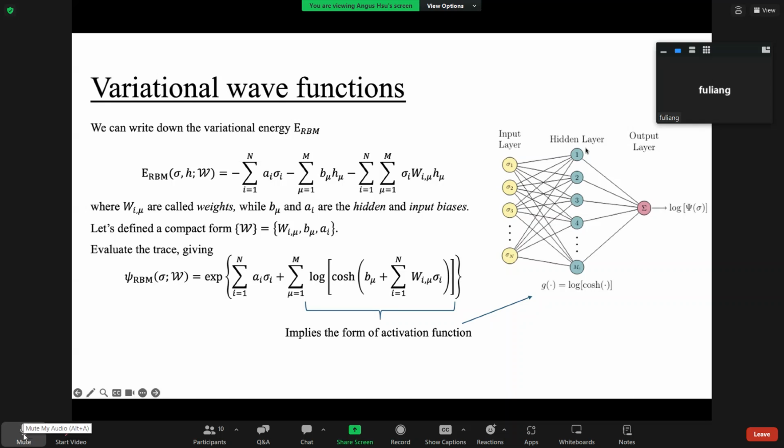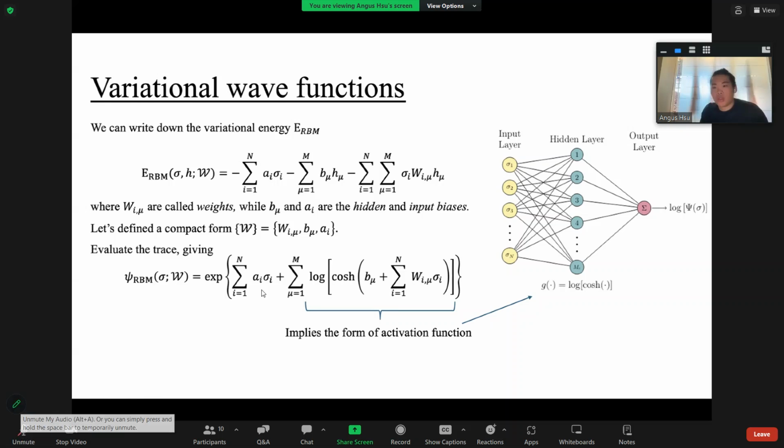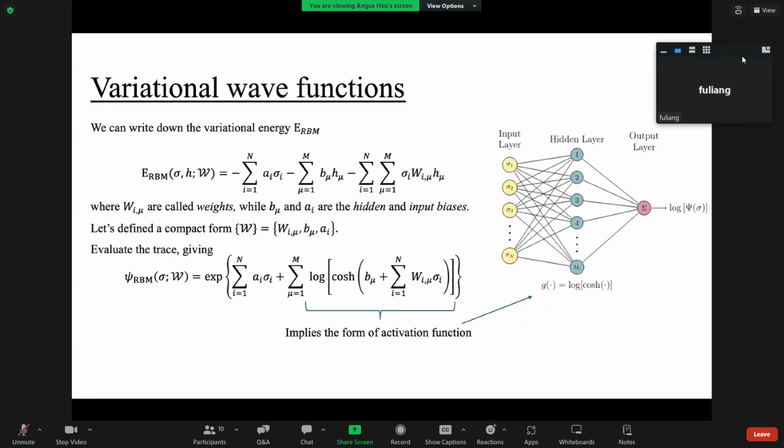So you're saying that we randomly update W? W is like a variational parameter, right? Yes. And in this expression for the wave function, A and B and W appear. They're all variational variables. Both A and B are also variational parameters. Yes, they are just biases.